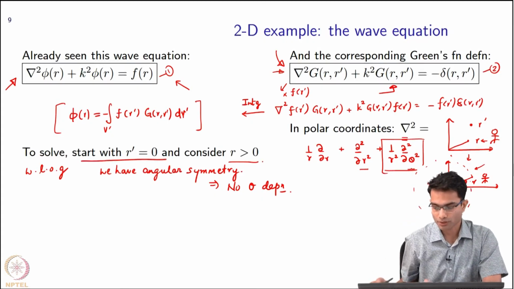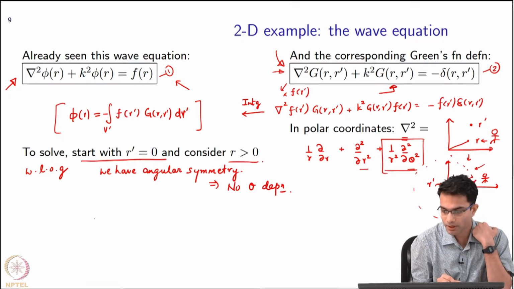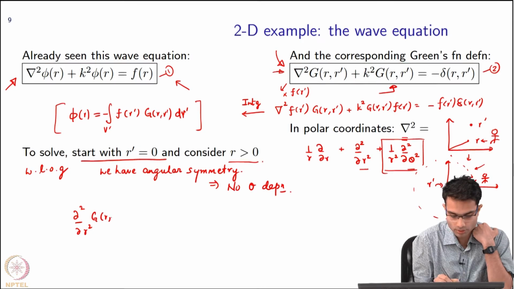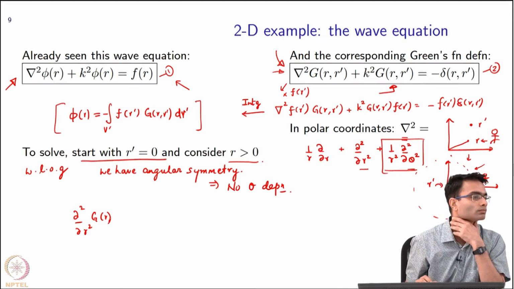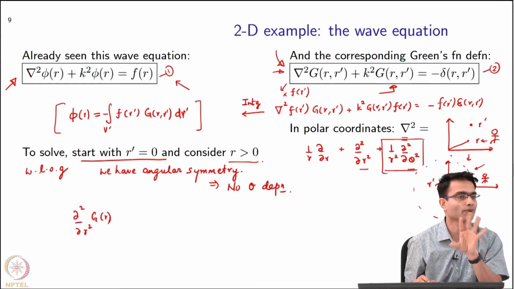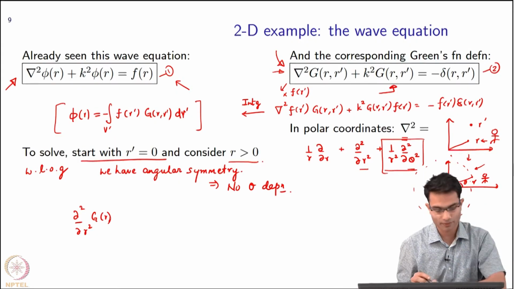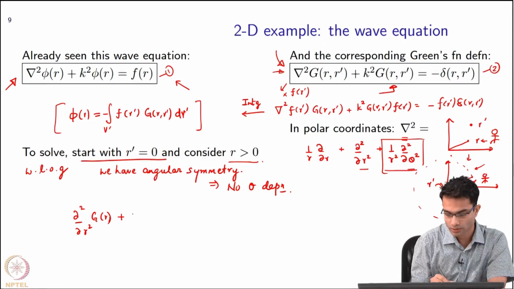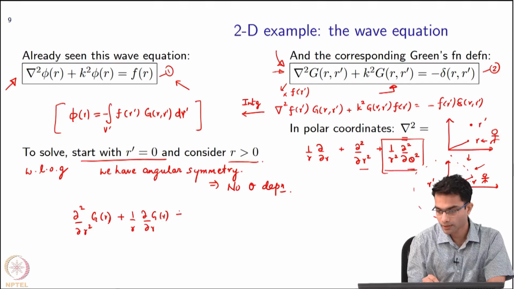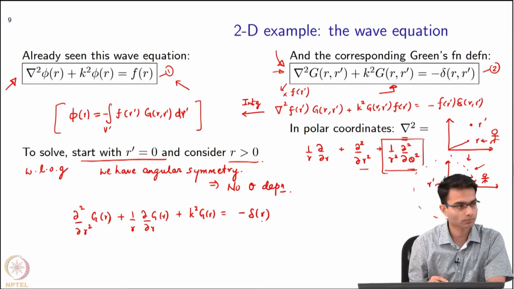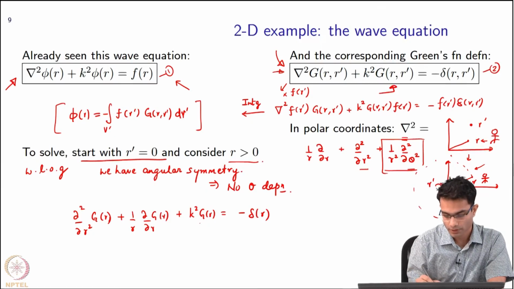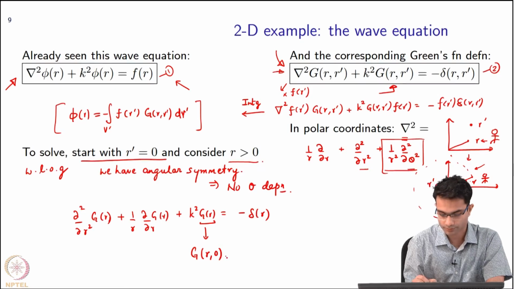So, let us just put it all together. What do we have then? Our equation becomes del 2 by del r 2 of g of r. Now, I will just write g of r. Why am I writing g of r? I have said r prime equal to 0, so it will get irritating to write it each time. So, just g of r, plus 1 by r, del g by del r, plus k squared g of r is equal to minus delta of r. Again, I do not write delta of r prime, and here it is understood that this is g of r comma 0.